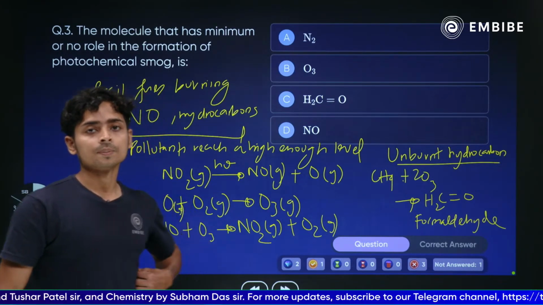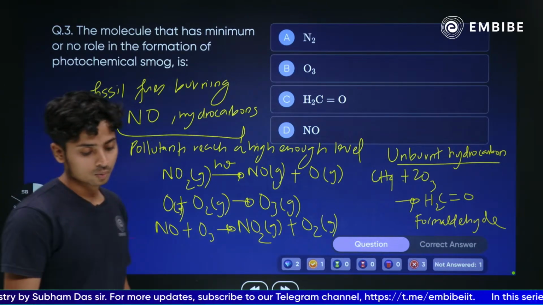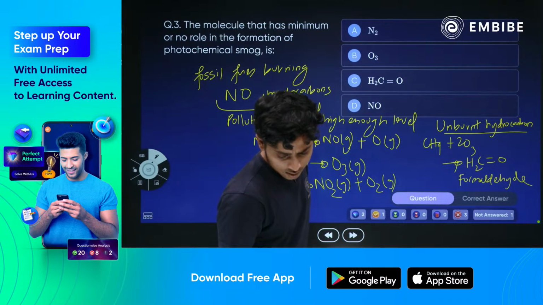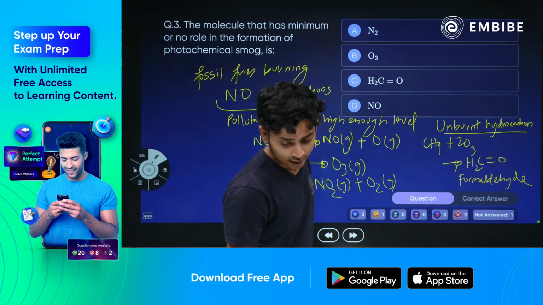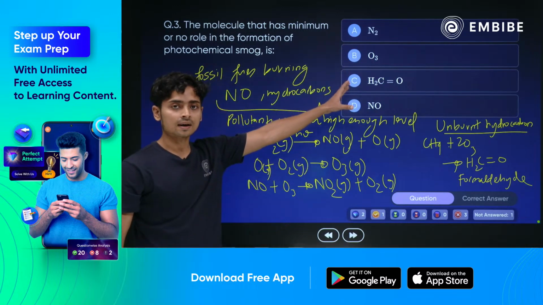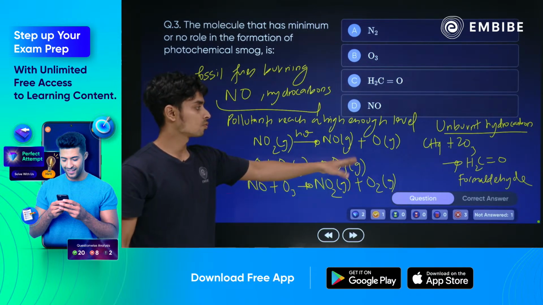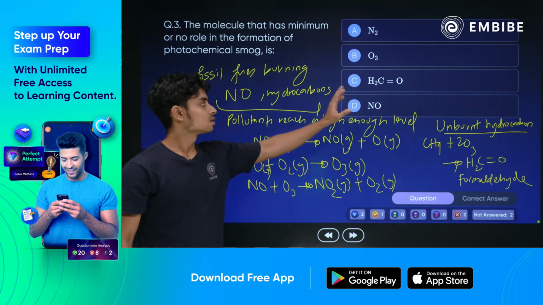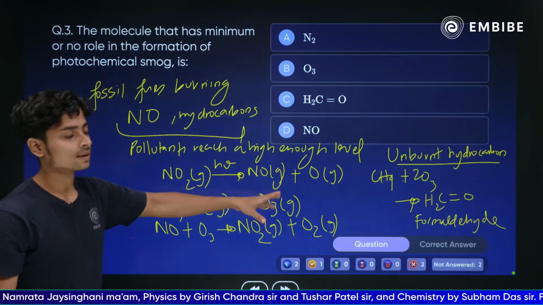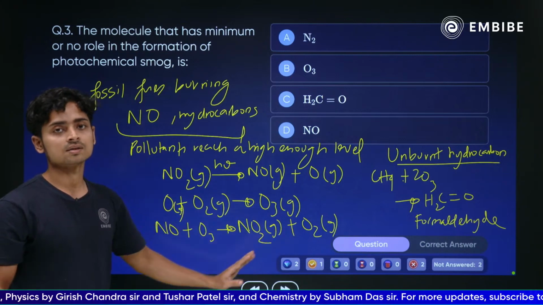ओके, और भी प्रोडक्ट्स बनते हैं. So other products that you get are, one is acrolein, and one is PAN, peroxyacetyl nitrate. So these are your main reactions. Okay, so all the options that you find in these four chain reactions are part of a chain reaction. So they are responsible for the formation of photochemical smog. Okay, now N2 is not taking part in any of the reactions, so your answer is A.